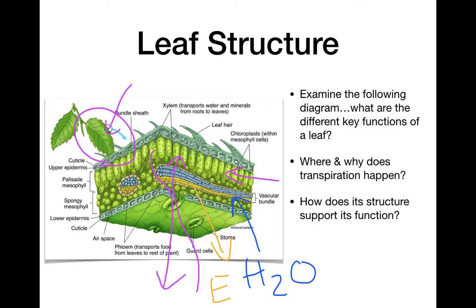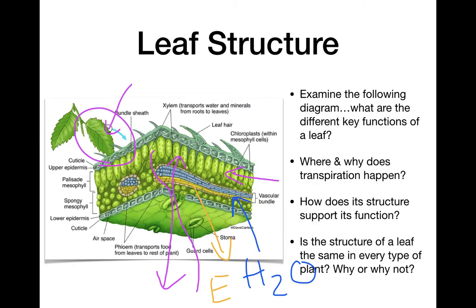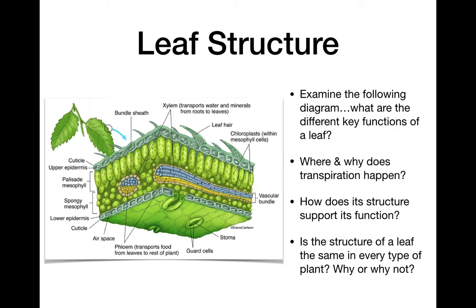Okay, next question. Is the structure of a leaf the same in every type of plant? Why or why not? Take a minute and think about that. Okay, so some plants have very large leaves with really large surface areas, so that way they can collect lots of sunlight. Some plants have very small leaves. For example, the spines on a cactus are actually modified leaves.